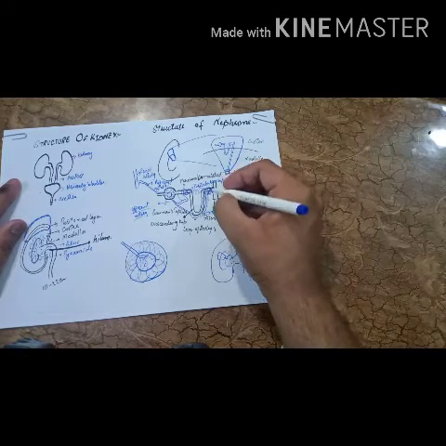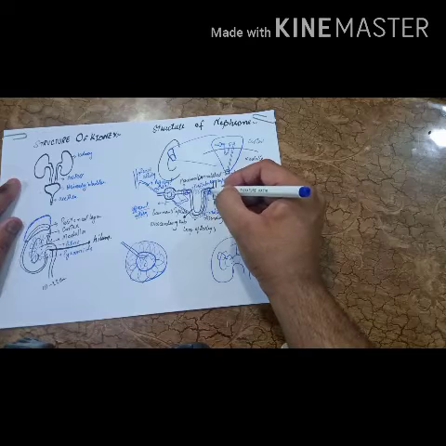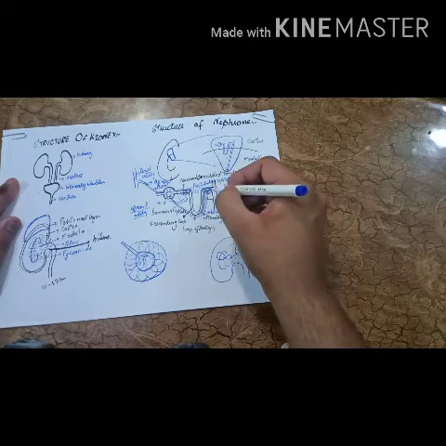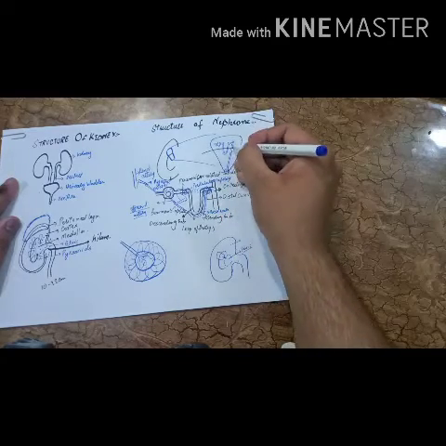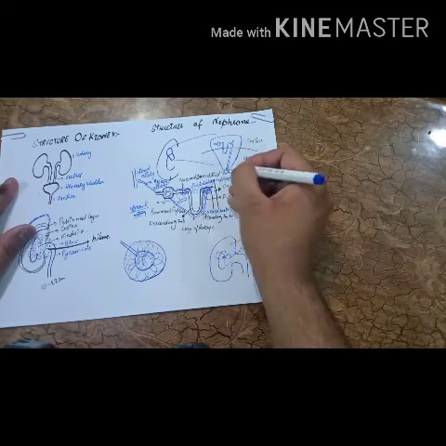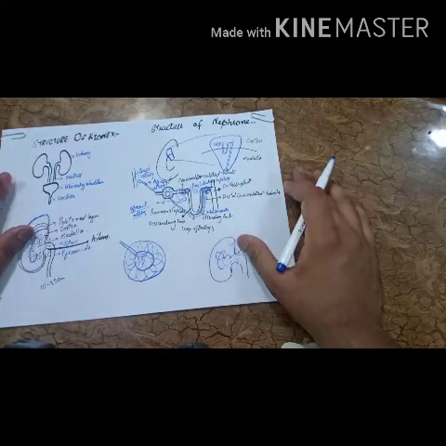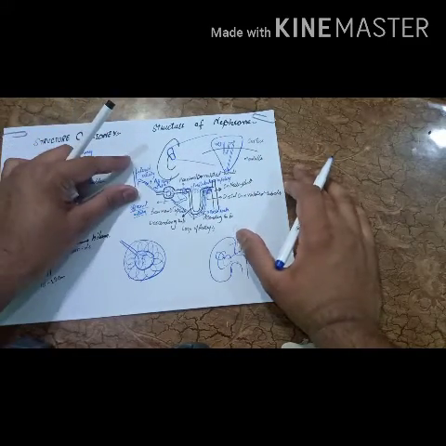Now the distal convoluted tubule combines with the excretory duct or the collecting duct. So many collecting ducts combine with the excretory duct which opens into the pelvis. Now a branch of vascular supply. Let's take a review of blood supply of the kidney.